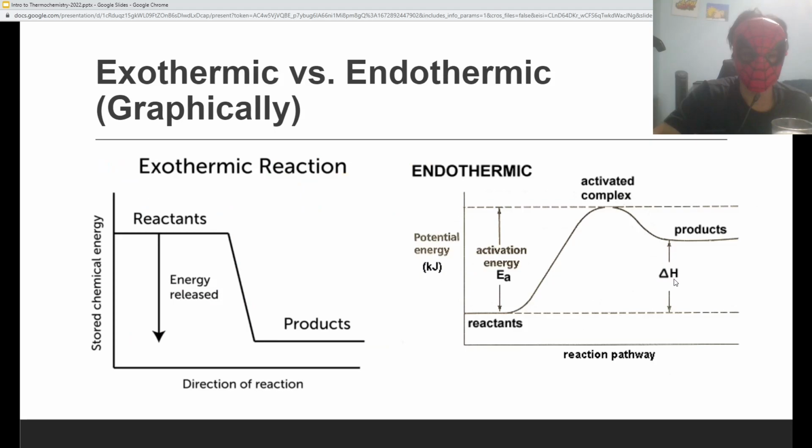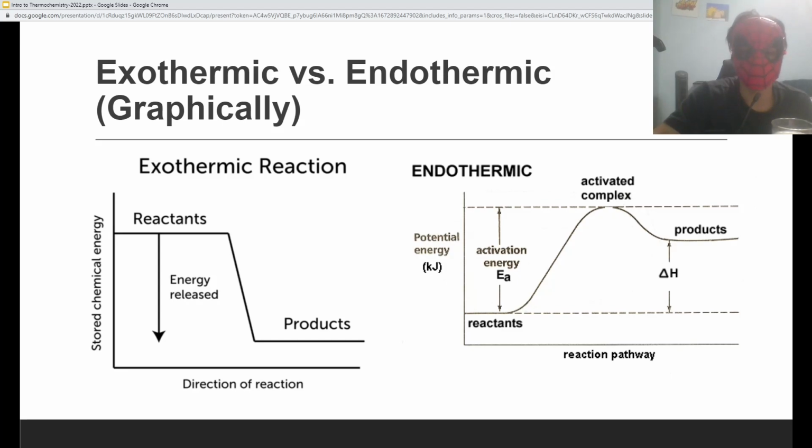On this slide, we are comparing exothermic reactions and endothermic reactions graphically. On a graph, exothermic reactions are represented by a downward slope with the reactants on the left side of the graph and the products on the right side of the graph. The enthalpy change for an exothermic reaction is the difference in height between the reactants and the products on the graph. On a graph, endothermic reactions are represented by an upward slope with the reactants on the left side of the graph and the products on the right side of the graph.